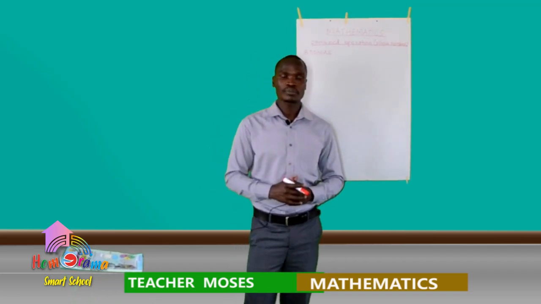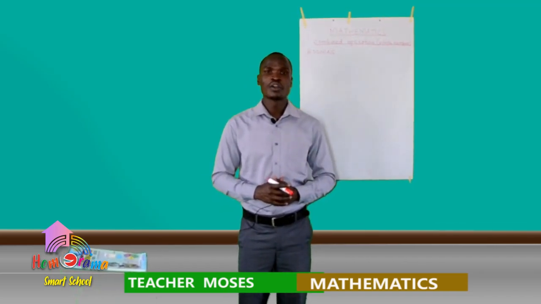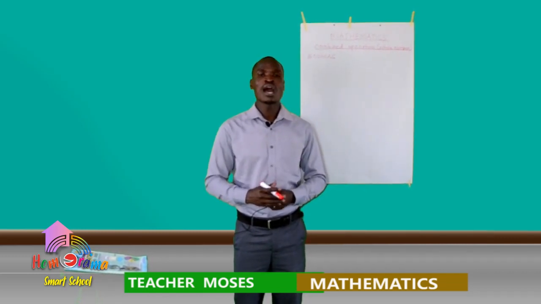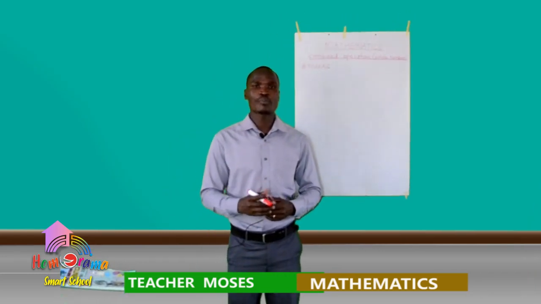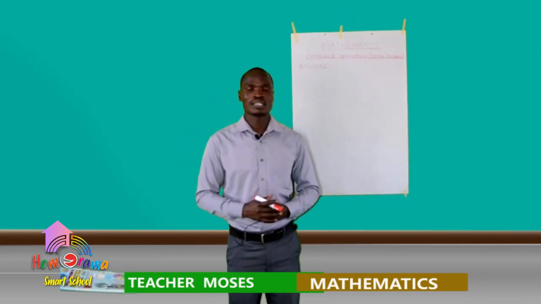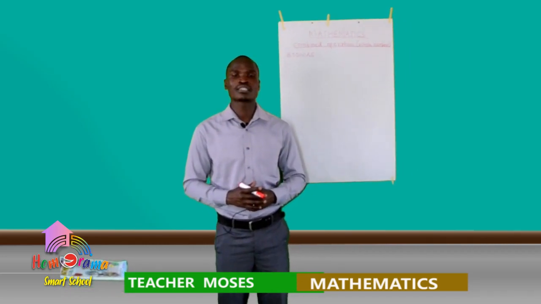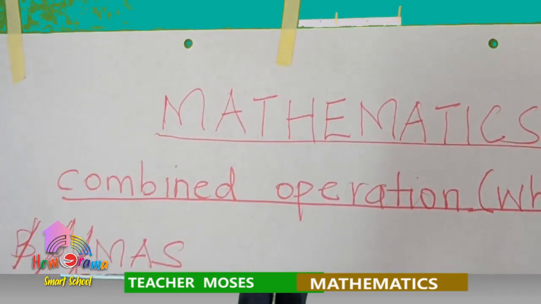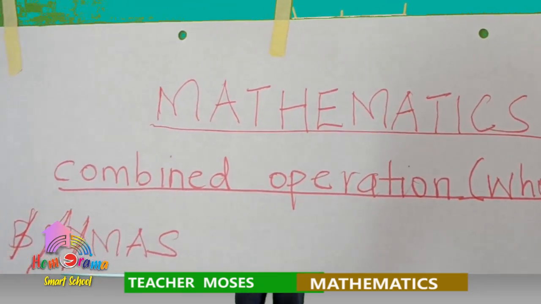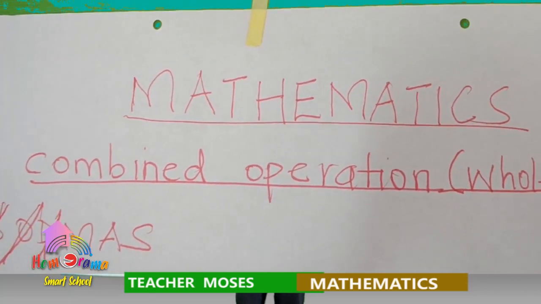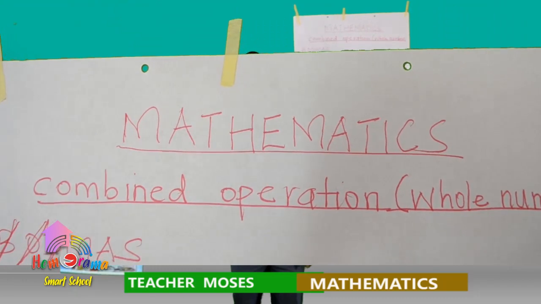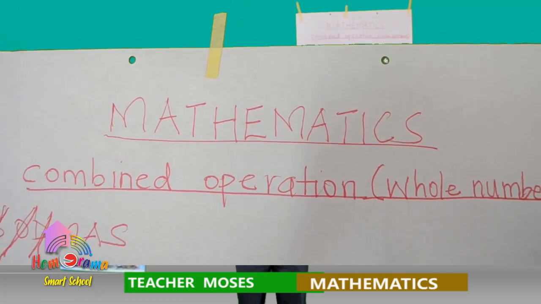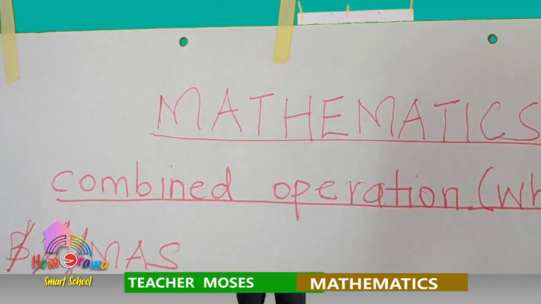And so therefore, in our today's session, we are going to look at a topic that is there in class 7 as well as class 8. This topic is a topic of whole numbers. And so therefore, we are going to look at combined operations in whole numbers. Remember, we have combined operations of whole numbers, we have combined operations of fractions, and we also have combined operations of decimals. So we are going to look at combined operations of whole numbers. So we have it on the board.